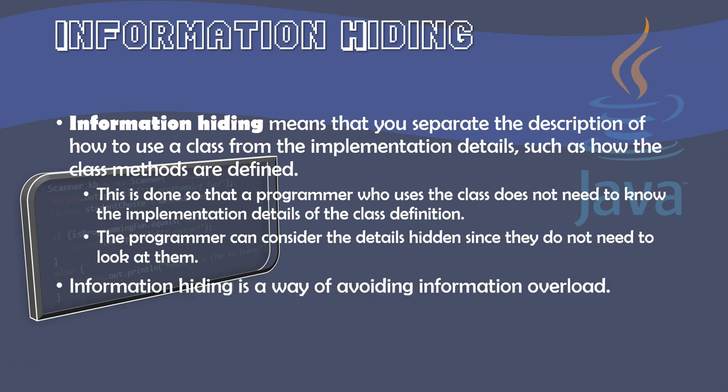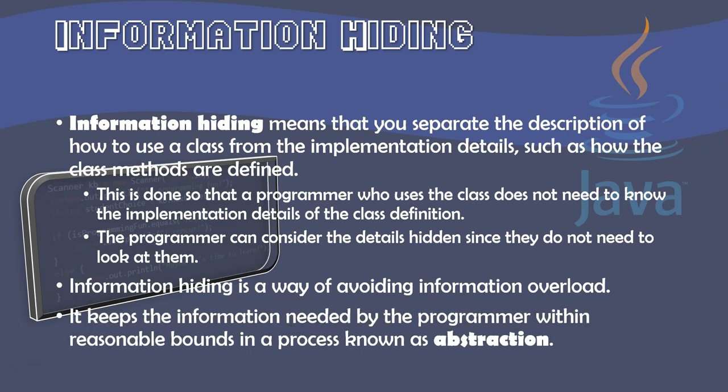Information hiding is a way of avoiding, therefore, information overload. You're not going to overwhelm the programmer with all these different things that they need to know. It also keeps the information needed by the programmer within reasonable bounds in a process that we call abstraction, so that you're not being overloaded. This is what you need to know in order to have your program execute in the best manner you can. Now let's take a look at how we can do that with our modifiers to start off.